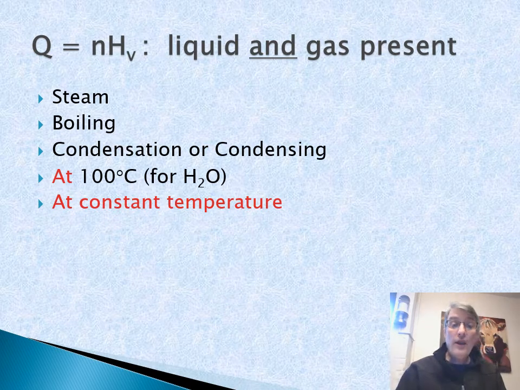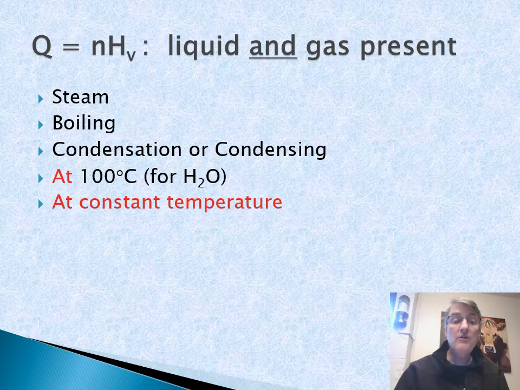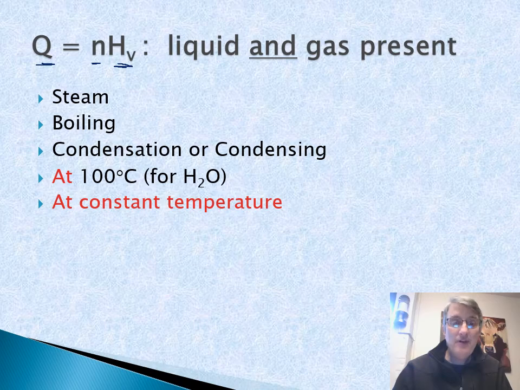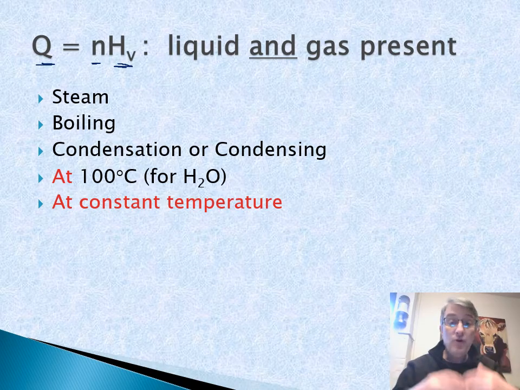Okay, so what happens when we're going from, let's say, a liquid to a gas? If we're boiling something, the formula is very similar. The amount of heat required to boil something is going to be the number of moles times another constant, heat of vaporization. In this case, we have liquid and gas present as we slowly convert the liquid to a gas.